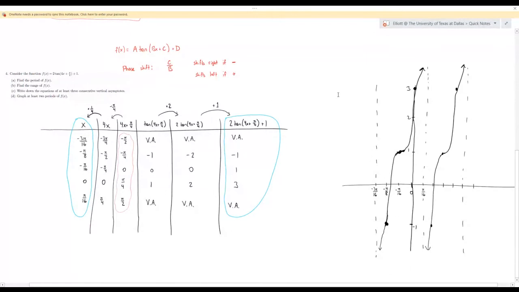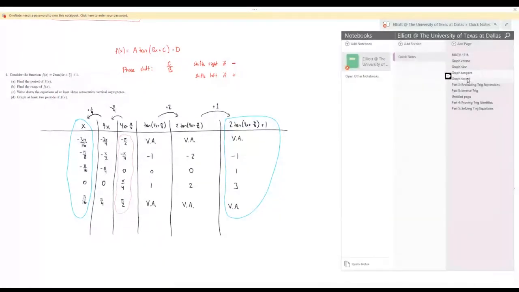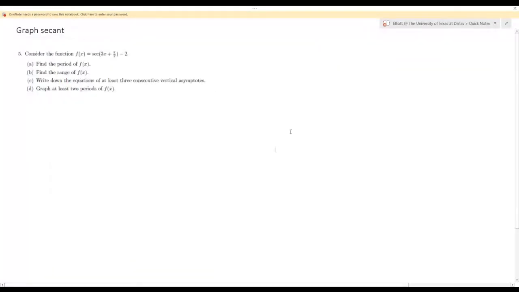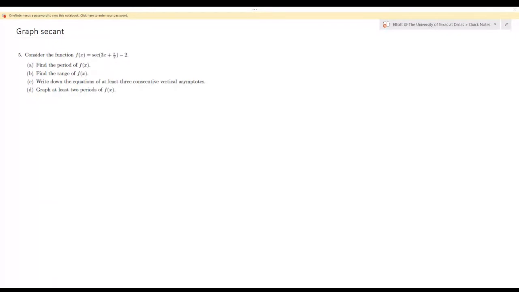All right, so let's go ahead and move on to the next problem then. So everyone voted for looking at graphing a tangent and then graphing a secant. So let's take a look at this one next.